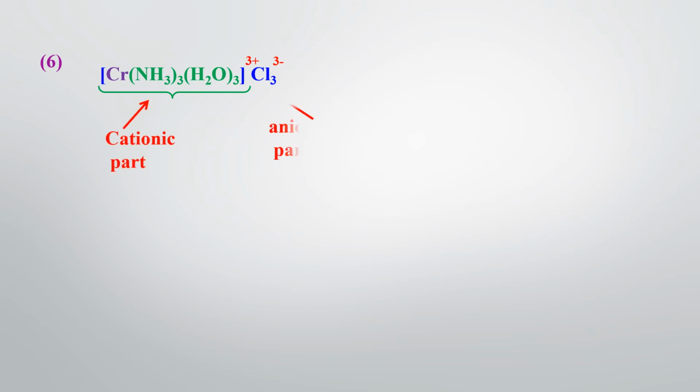Go for the next one. See again, the counter ions are at the right side. So again it is nothing but a cationic complex. First here also we have to calculate the oxidation state. So it is a cationic part and it is an anionic part. Plus 3 and minus 3 charge we are getting because the halogen charge is minus 1. Minus 1 into 3 is minus 3. So that's why the coordination sphere will get a plus 3.